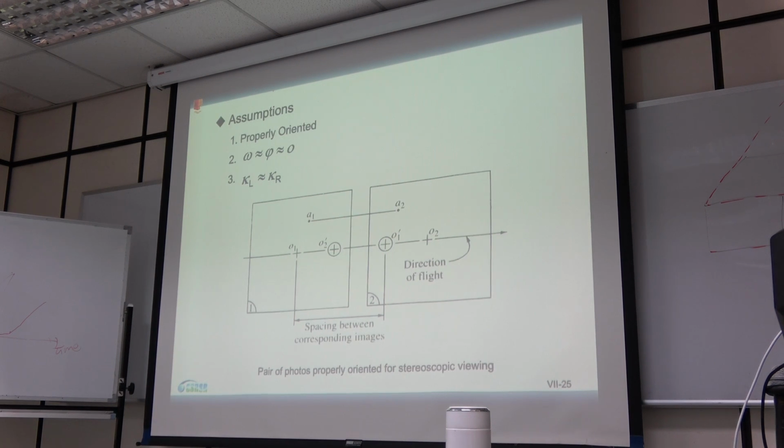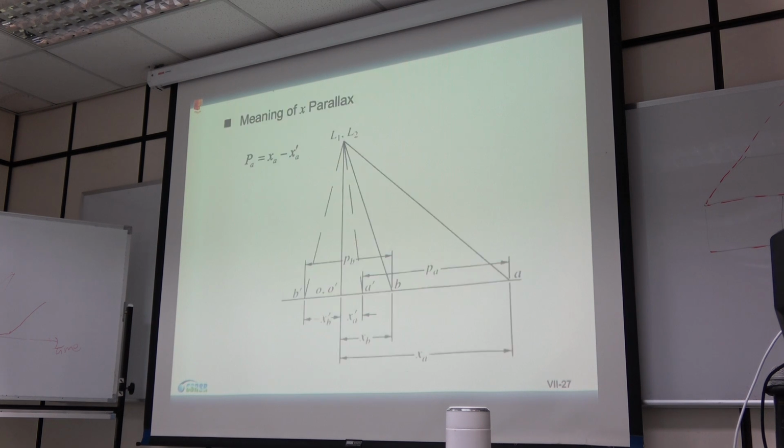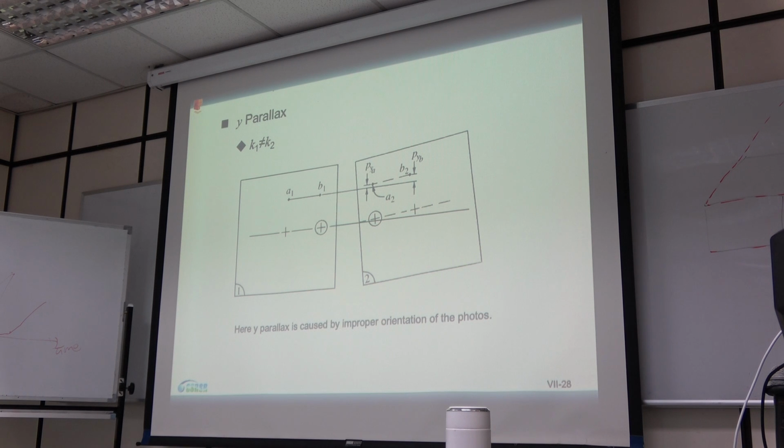So this is the assumption. These two images need to be properly oriented, so that you can remove all the Y parallax and only the X parallax remains. These are conditions that you need to meet. Here is what we talk about, X parallax and Y parallax. Sometimes you can also try to rotate it. If you didn't properly orient it, that's the problem.